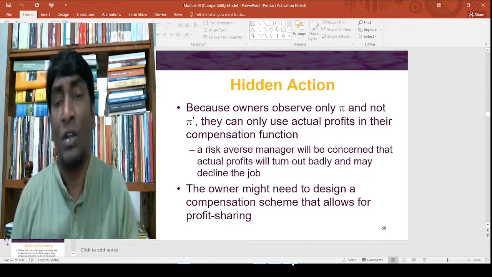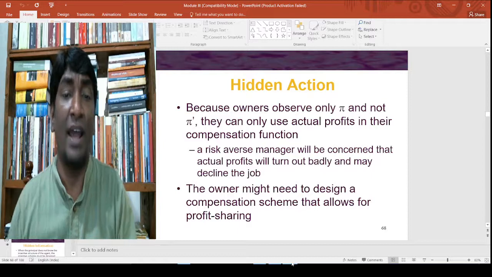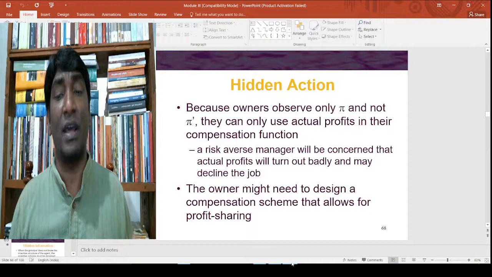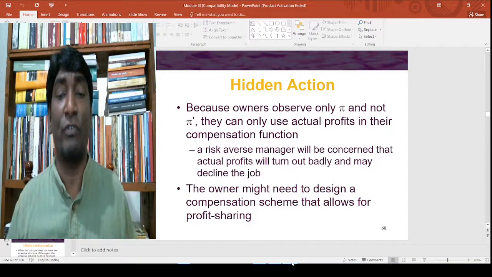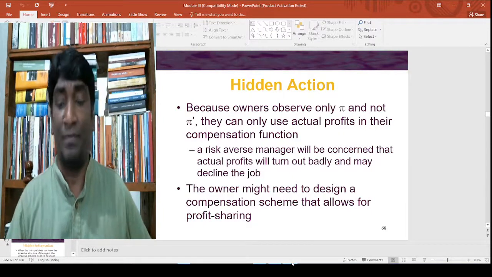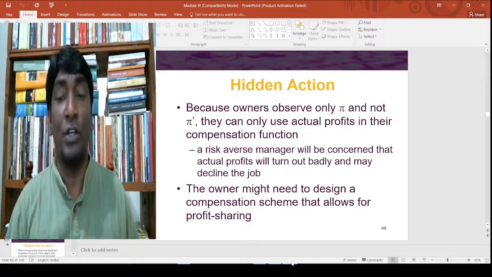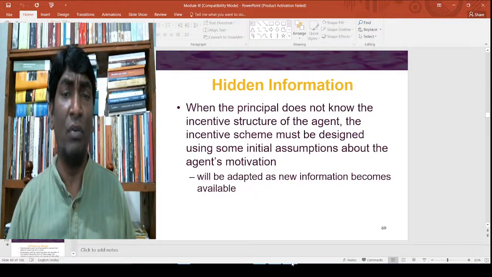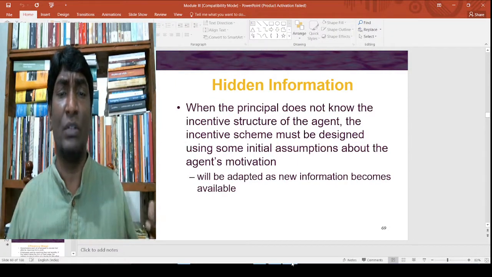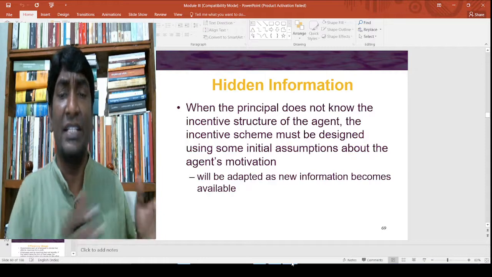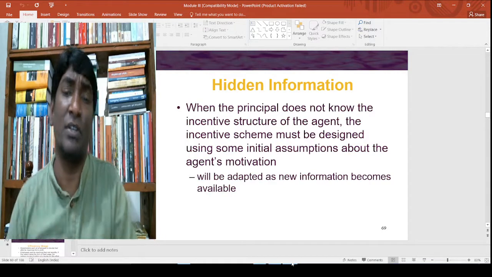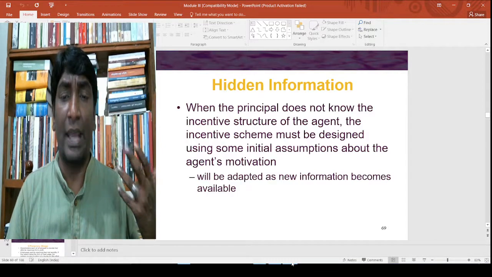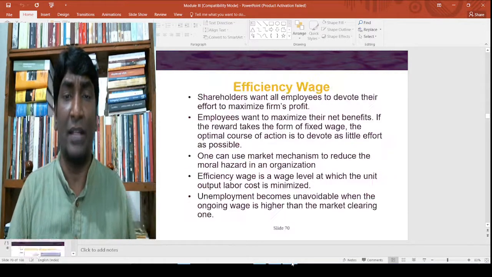Because the owners observe only pi and not pi dash, they can only use actual profit in their compensation function. A risk averse manager will be concerned that actual profit will turn out badly and may decline the job. The owner might need to design a compensation scheme that allows for profit sharing. Now, when the principal does not know the incentive structure of the agent, the incentive scheme must be designed using some initial assumption about the agent's motive. So motivation will be adapted as new information becomes available in that context.